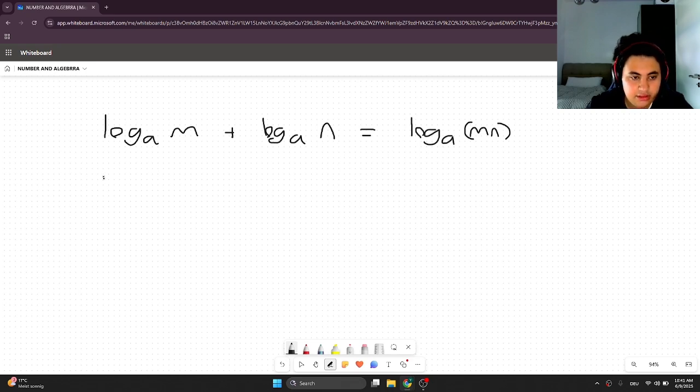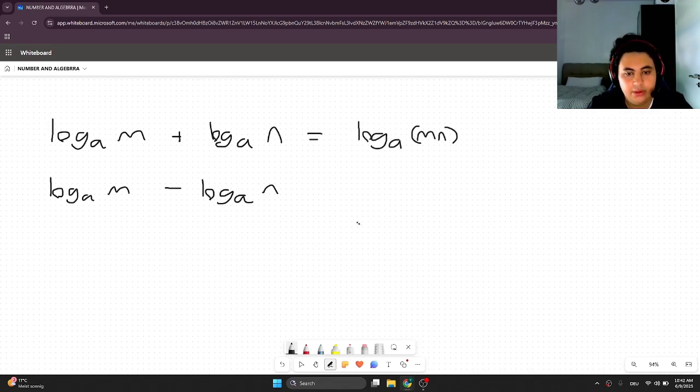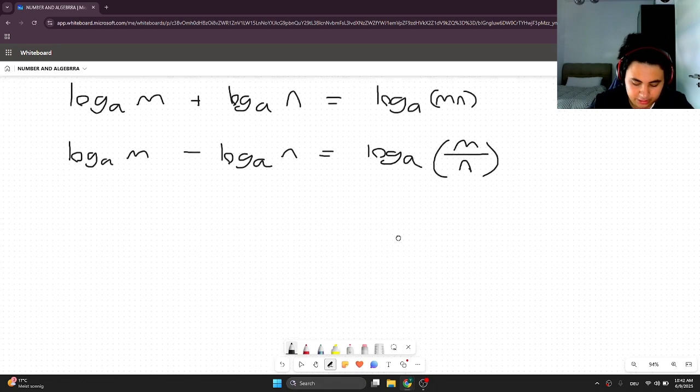For the subtraction rule, you can say log a m minus log a n. So if here we multiplied it, then here what do you think we're going to do? We're going to divide it. So it's going to be log a of m divided by n. This is what it would look like.